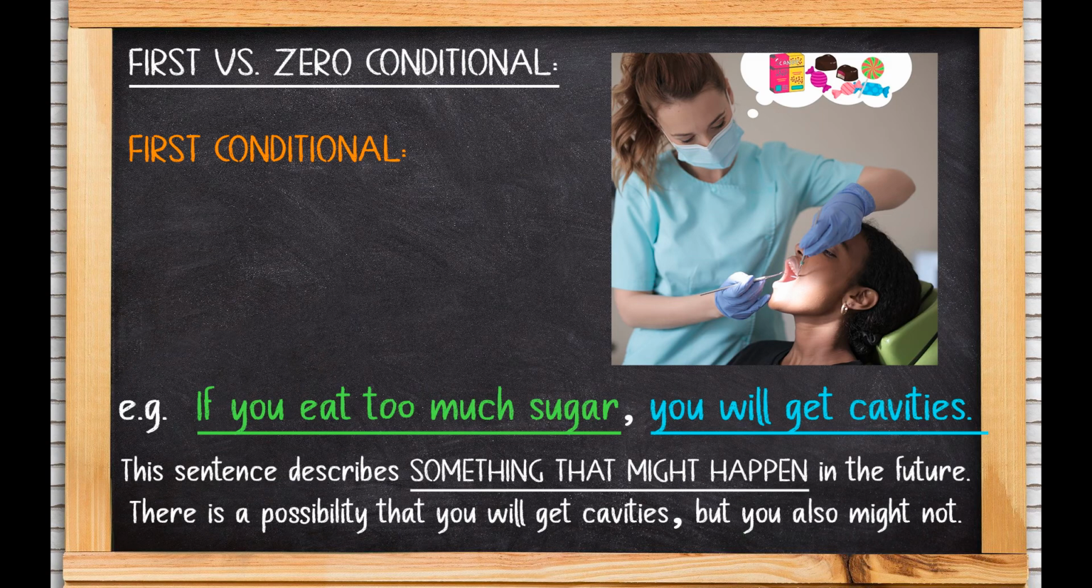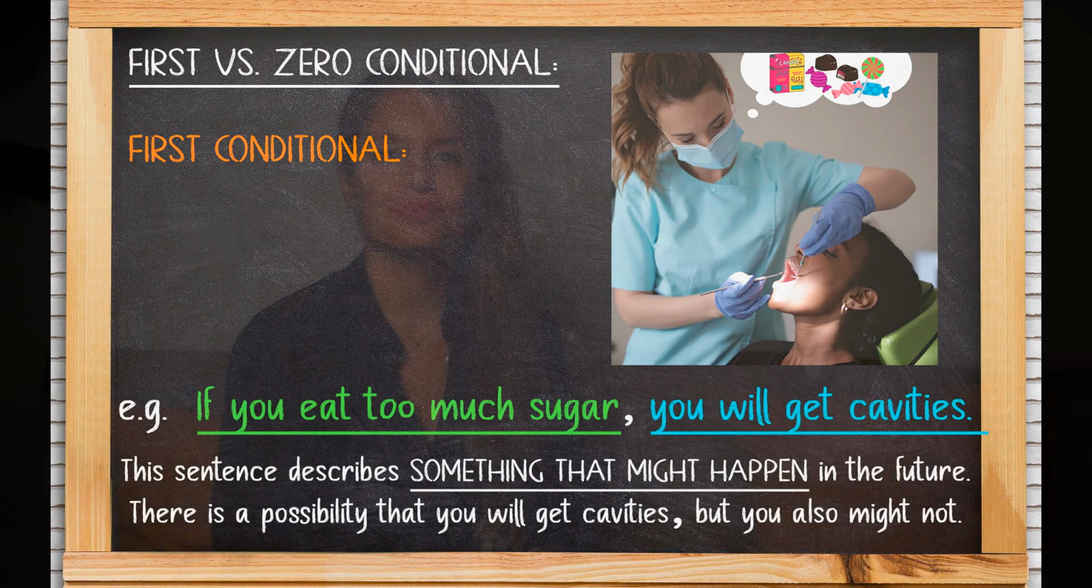Now, if we look at another similar example, but in the first conditional, if you eat too much sugar, you will get cavities. This sentence describes something that might happen in the future, there is a possibility that you will get cavities, but you also might not. So again, this one is not 100% guaranteed. And it's also a very particular situation and not a general situation like the first example.